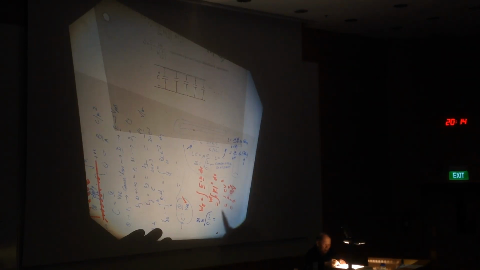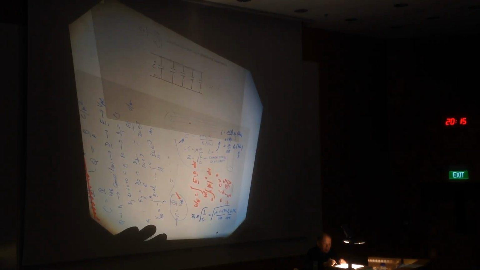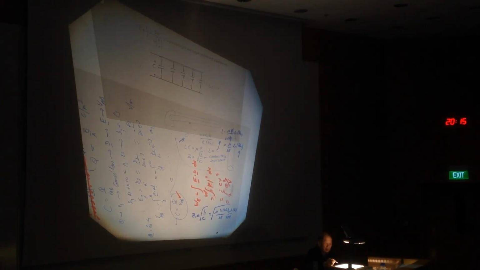So Z naught is the square root of L upon C. L is given by mu ln b upon a divided by 2 pi, divided by C, which is 2 pi epsilon upon ln b upon a. You work it out and you can see the answer will be 1 upon 2 pi, square root of mu upon epsilon, ln b upon a.